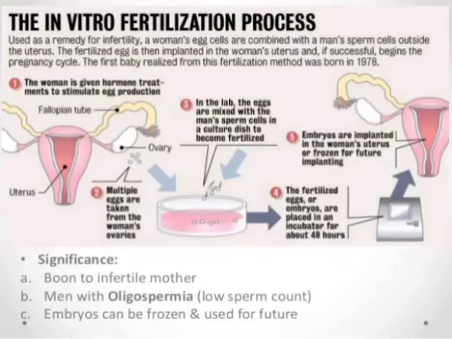Now the third is, in the lab, the eggs are mixed with the man's sperm cells in a culture dish to become fertilized. That means after taking the eggs from the ovary of the female and sperm cells from the male, we fertilize the sperm and egg in a culture dish. Then this fertilized egg or embryo is placed in an incubator for 48 hours. And after this, the embryo is implanted in the woman's uterus or frozen for future implanting.